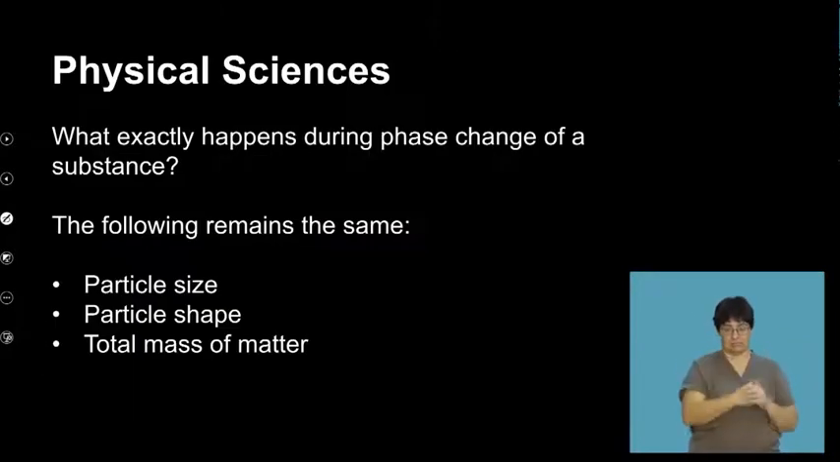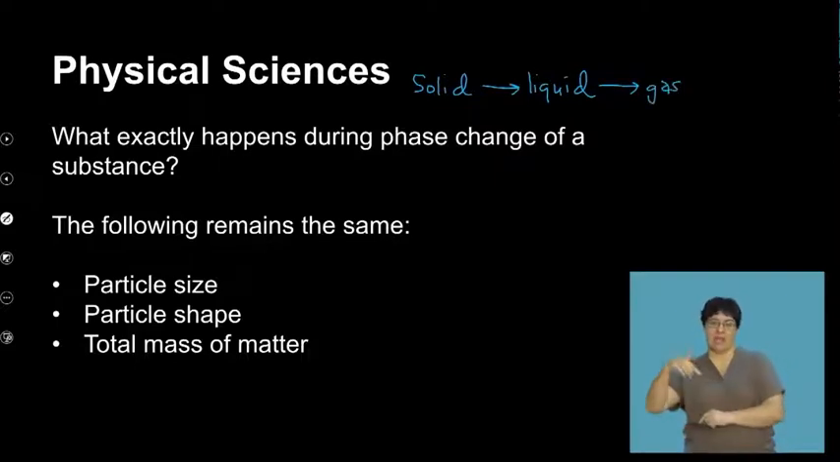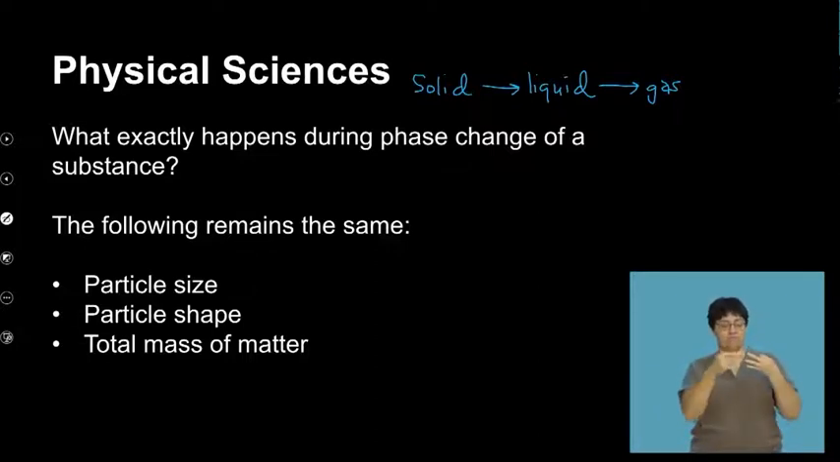Then the question we are asking ourselves: what exactly happens during a phase change of a substance? Remember, a phase change involves a substance changing from either solid to liquid or liquid to gas, or vice versa. Because this is heating, we went from solid to liquid, and then we obtained a gas. Those are the 3 phases of matter, and we want to understand what happens in each of those phase changes. The following aspects remain constant or do not change.